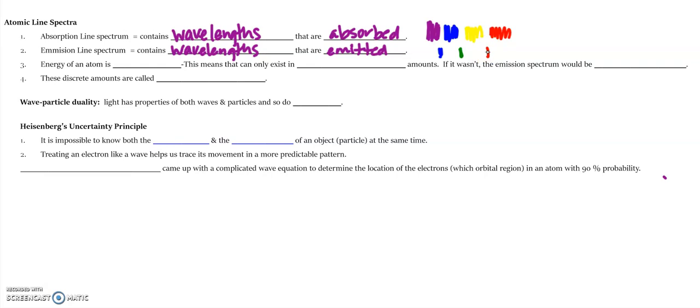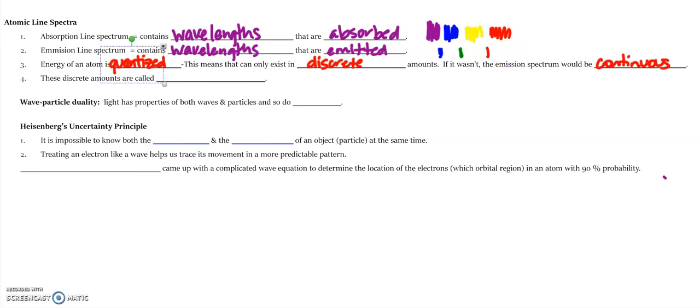All right, so the energy of an atom is what we call quantized. This means that it can only exist in discrete amounts, very specific small chunks. It can't just be any old amount. There are only certain chunks of amounts that it can come in or be released in. If it wasn't quantized, these emission spectrums that we're going to look at in class would be continuous. But you will see, or you may have already seen, that they are not continuous.